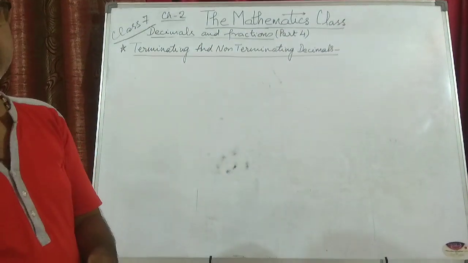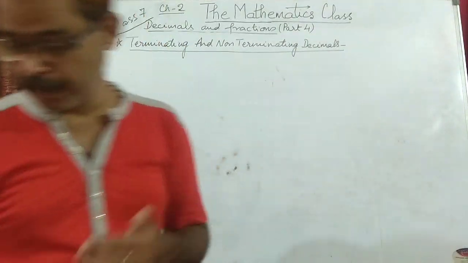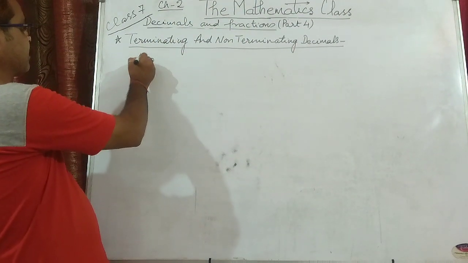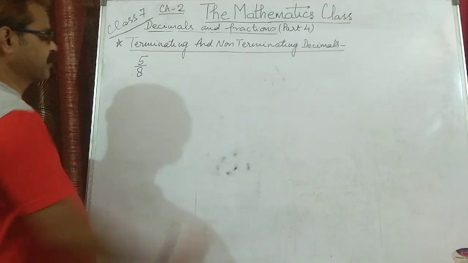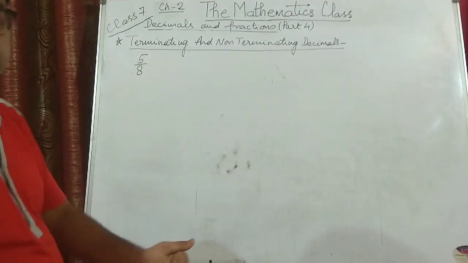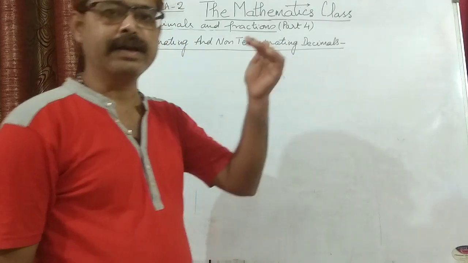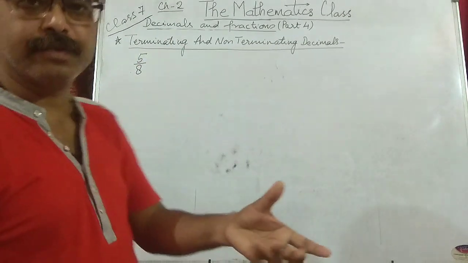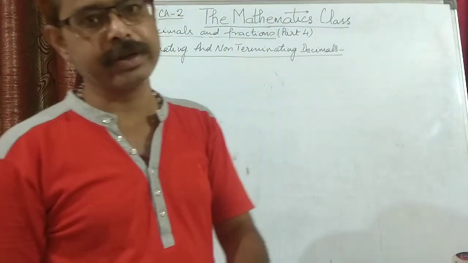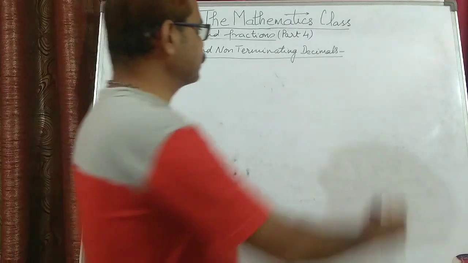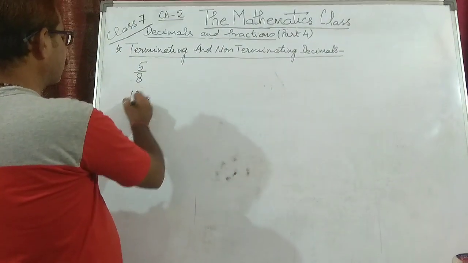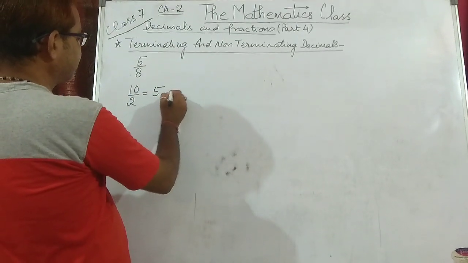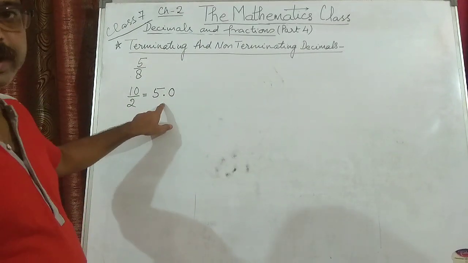So what are these decimals? Suppose you have a number, right? Number means a fraction. Let's take a fraction 5 upon 8. If you divide 5 by 8, you will get a decimal number, or in general we can say when the numerator is divided by the denominator, then we get a decimal. Suppose I say 10 upon 2. So 10 upon 2 means 5.0. So this is also a decimal.